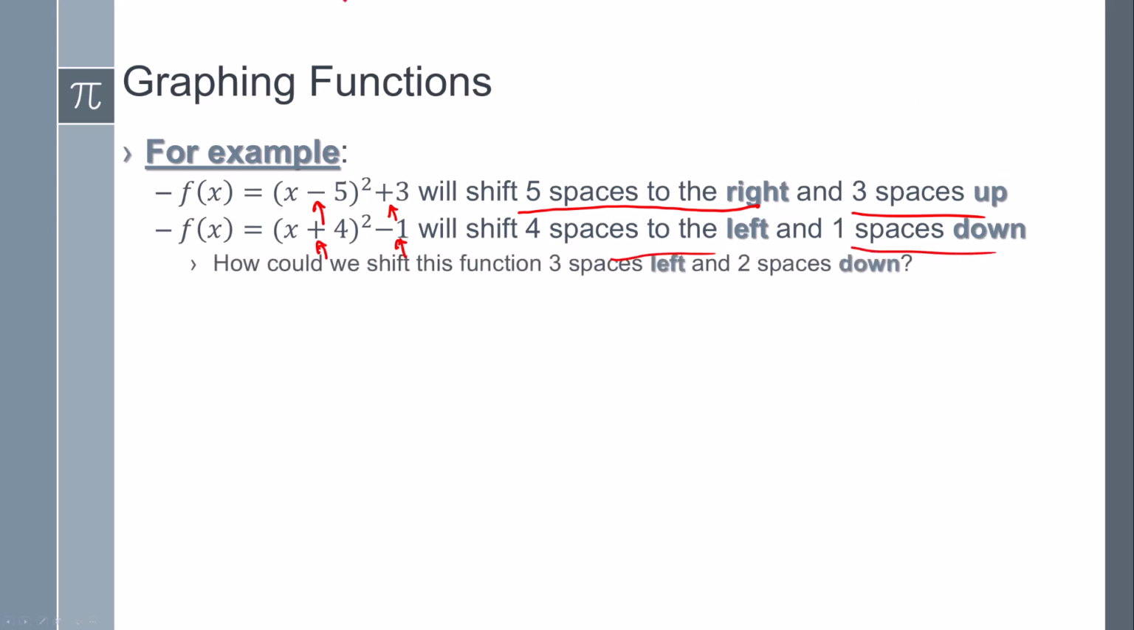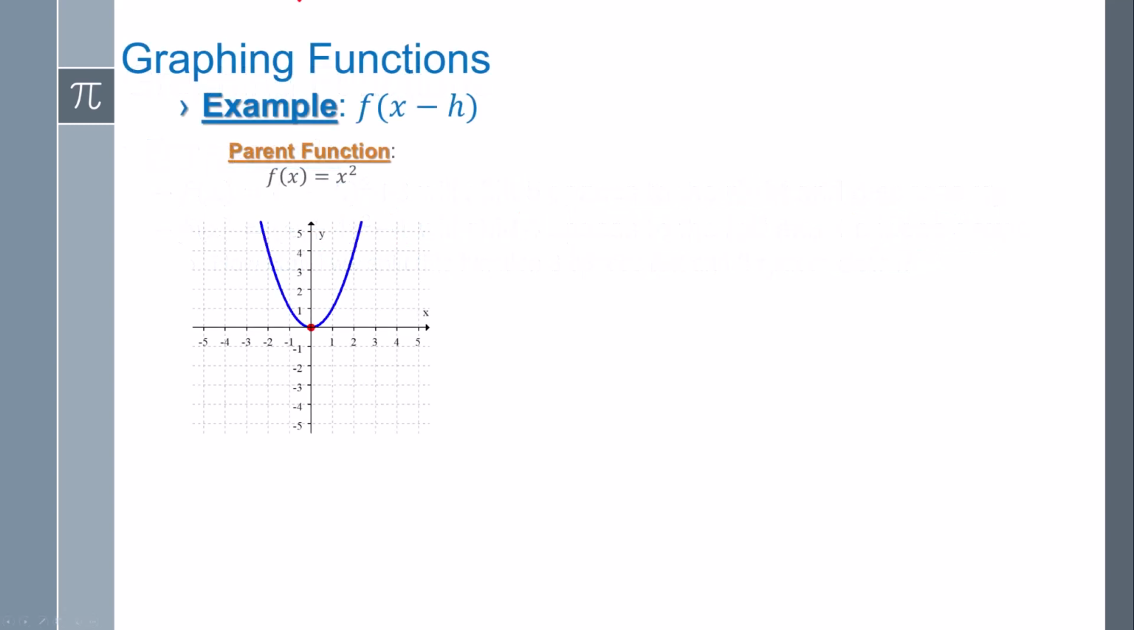Now let's look at an actual graph here. So what if I wanted to shift this graph 3 spaces to the right? What is that going to look like? Now remember, we have f of x minus h, so it has to be the opposite of what shifting to the right is. Well, shifting to the right is positive. The opposite of positive is going to be negative, so it's going to be x minus 3 squared.